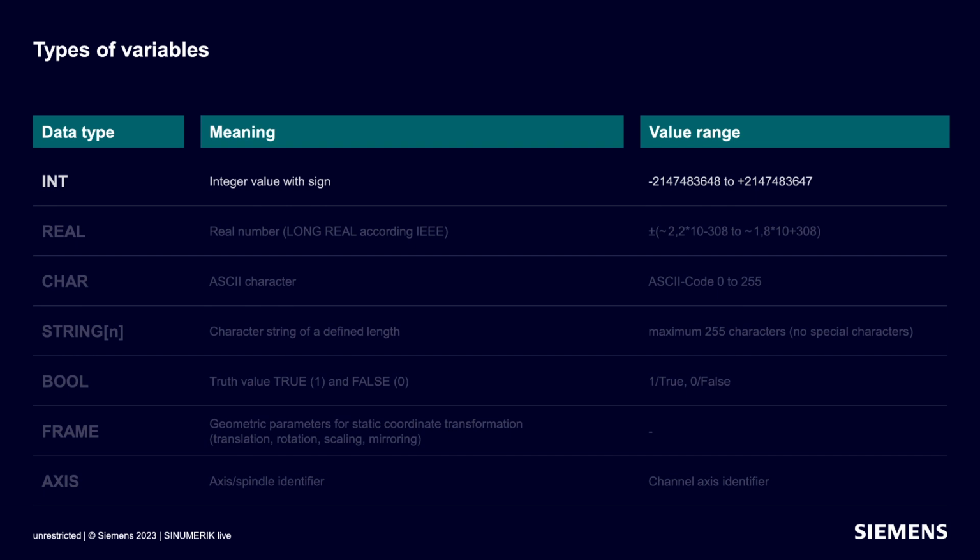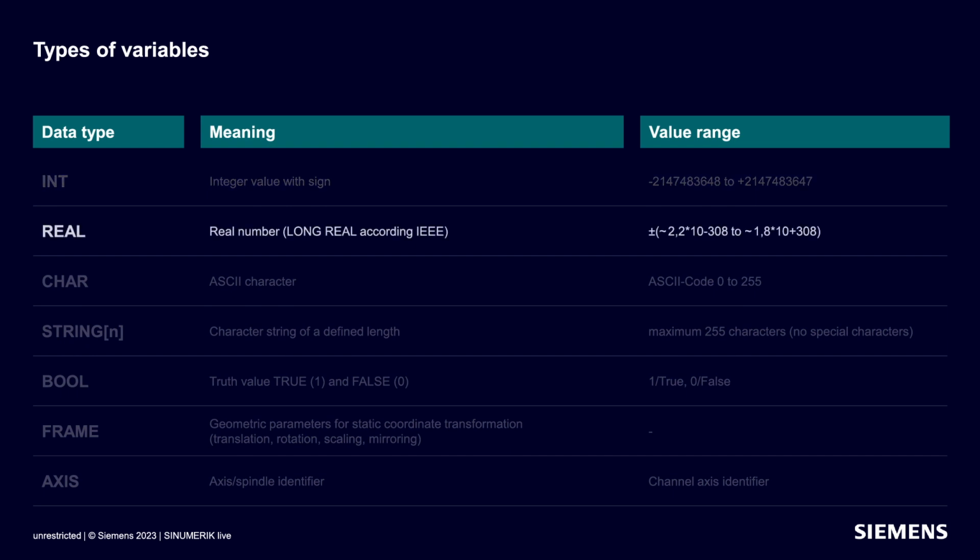Imagine that we need a counter in our program. This counter certainly doesn't need decimal places. The value range of the integer is approximately between plus and minus 2 billion. That should be enough.